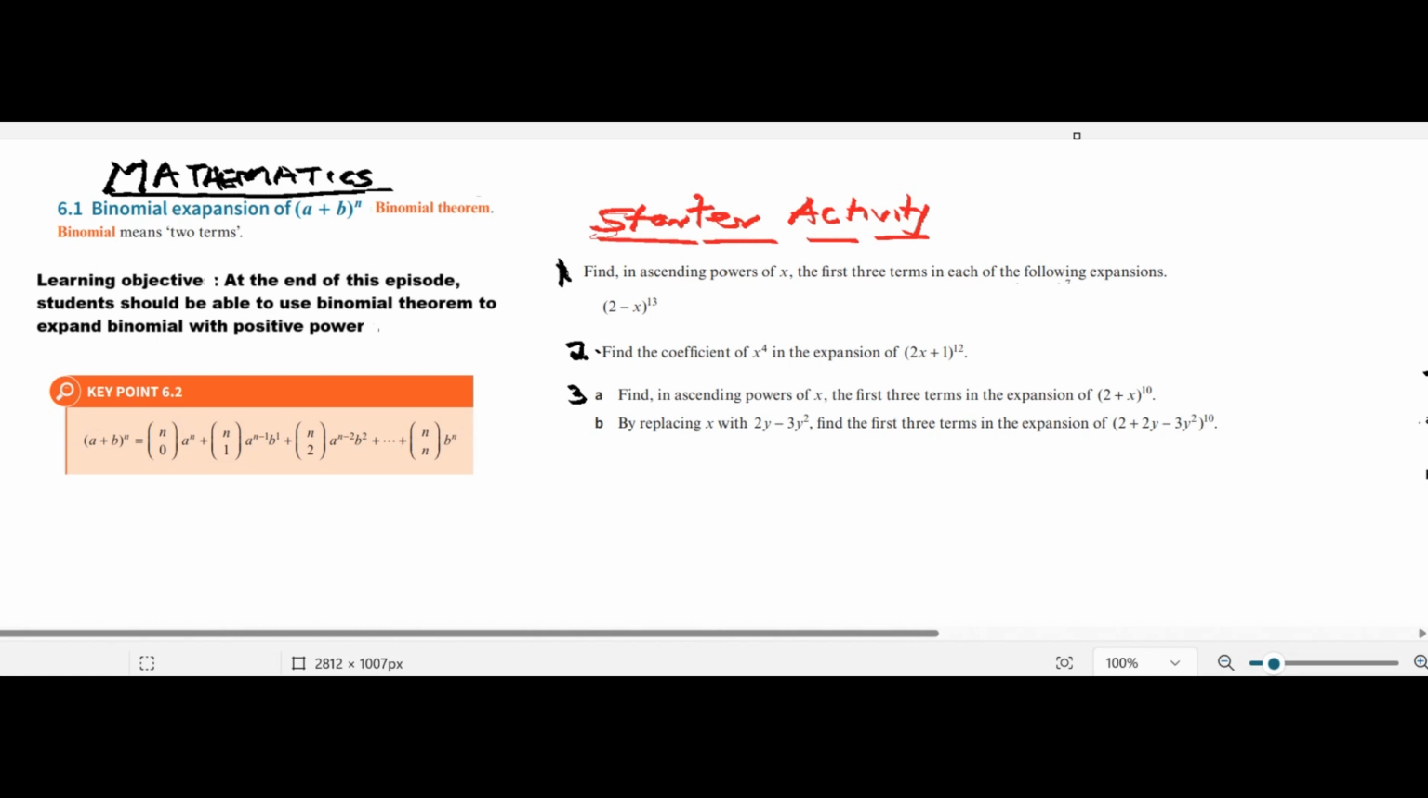In today's episode, we are going to be talking about binomial expansion using binomial theorem. In our last episode, we talked about binomial expansion using Pascal's triangle. I gave you some practice questions. Let's check the answers to those questions.